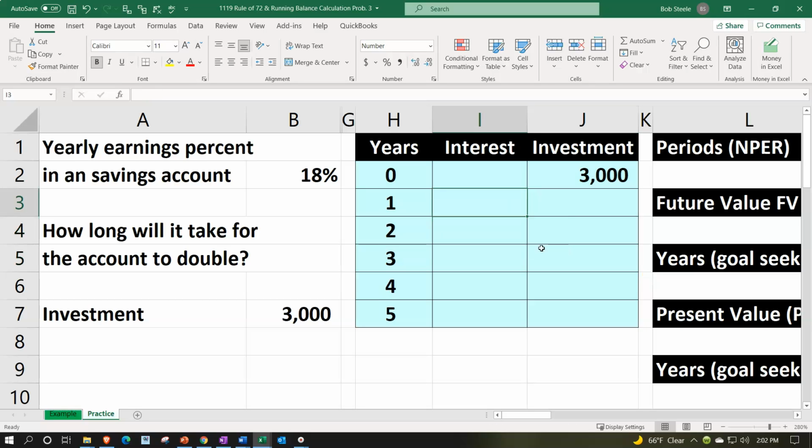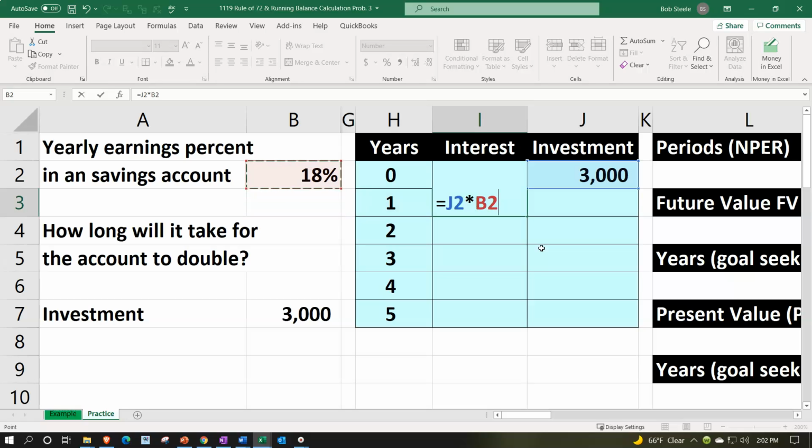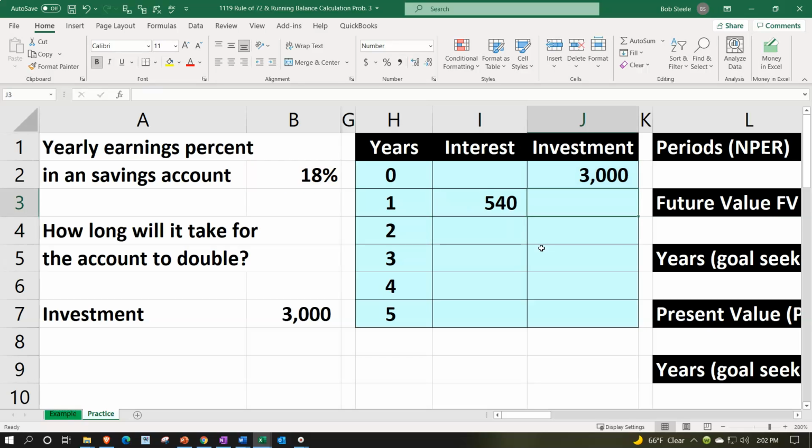I'm going to start at the same point, which will be equals, right arrow, up to the 3,000, plus, left, left, left, up to the 18, or times the 18, I'm sorry. 3,000 times 18% or 0.18. And then we're adding the 3,000 plus the 540, which will be equals, up to the 3,000 in J2, plus left to the 540 in I3. I'm going to test this out.